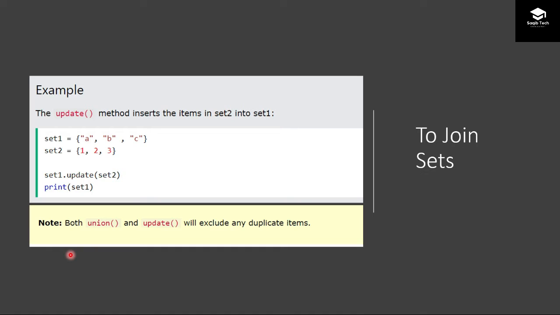The update method also inserts the items of set 2. So I can write set1.update(set2); it is also joining set 2 with set 1. Both union and update are used to join two sets, but both methods will exclude any duplicate items. That's clear, because a set can't have duplicate items in it.